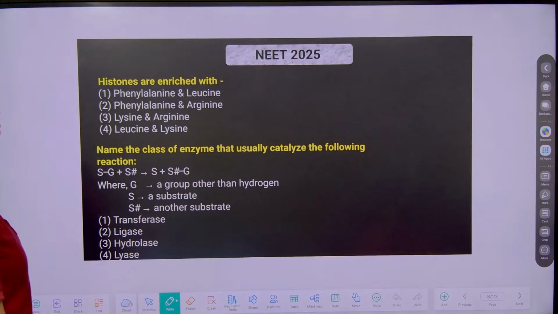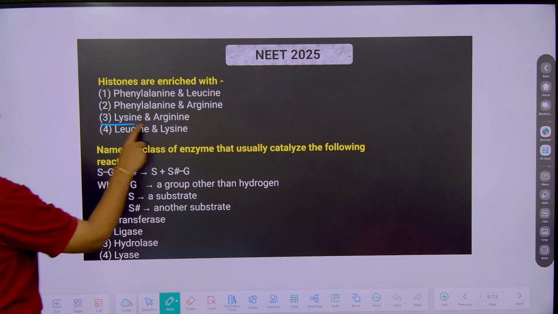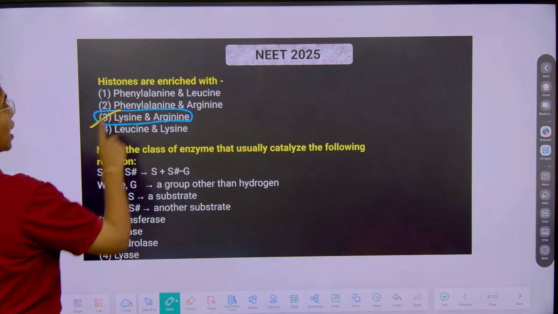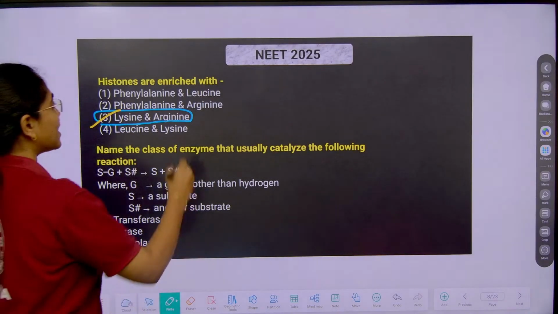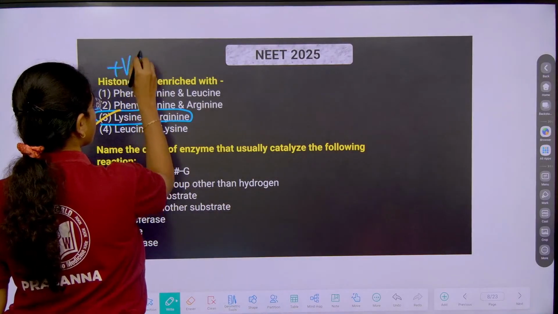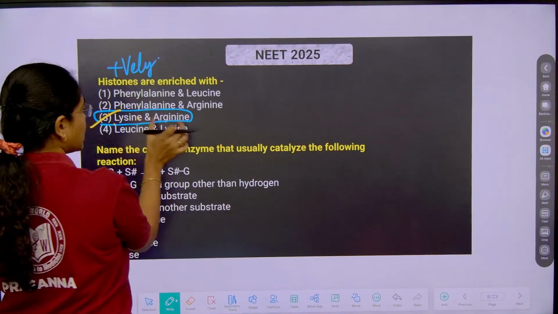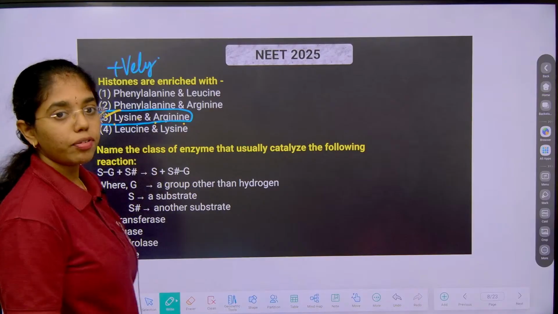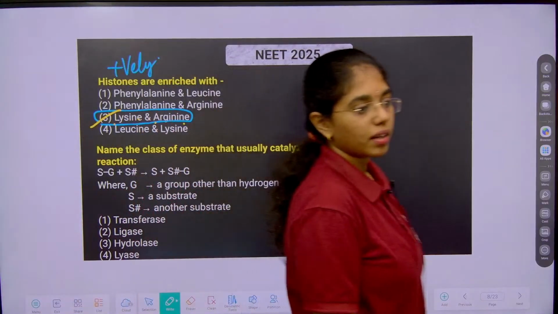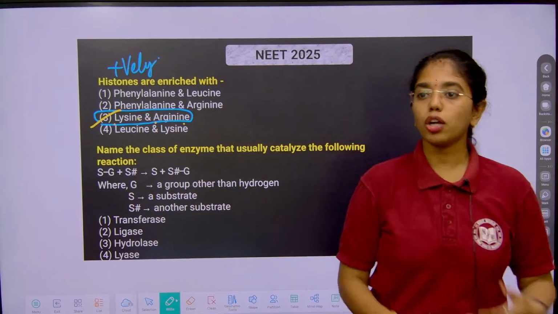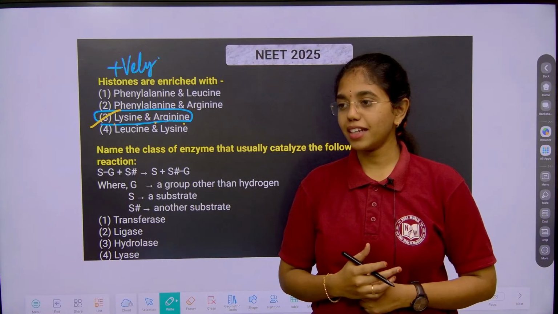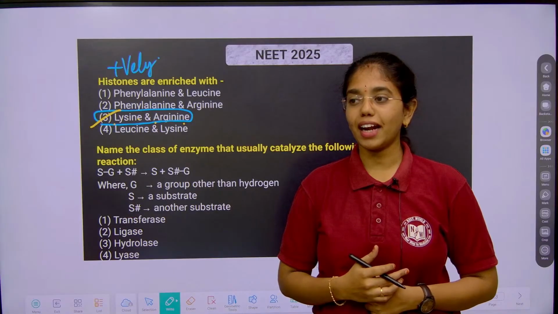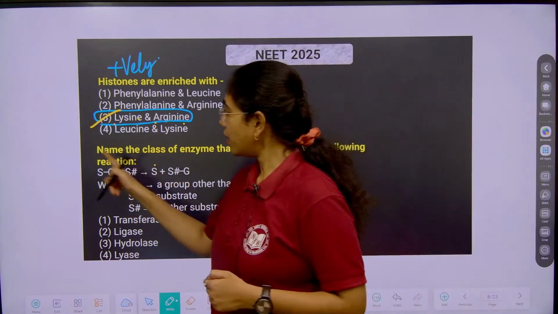Histones are enriched with lysine and arginine. Histones are what charged proteins? Positively charged proteins, and they have lysine and arginine. They are helpful in what? Packaging DNA or chromatin condensation. Okay, they are helpful in packaging DNA or chromatin condensation. This one?